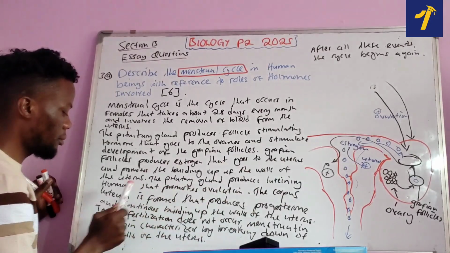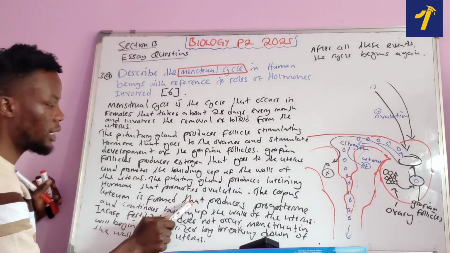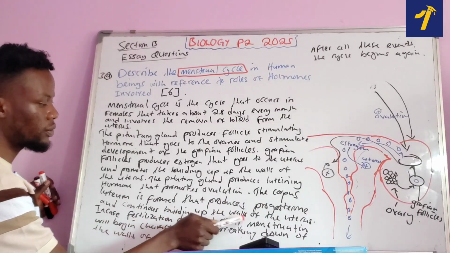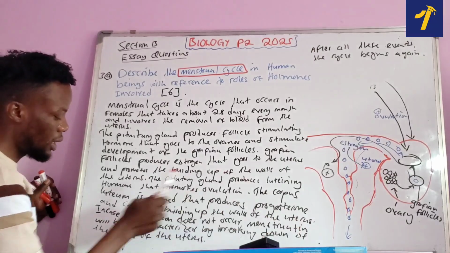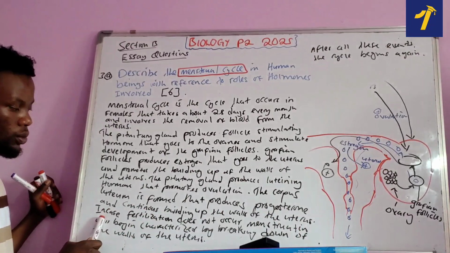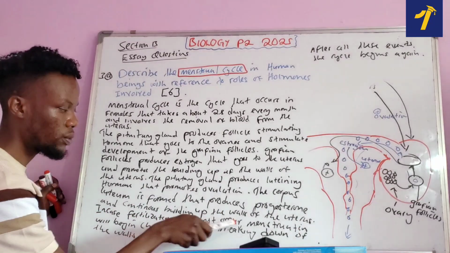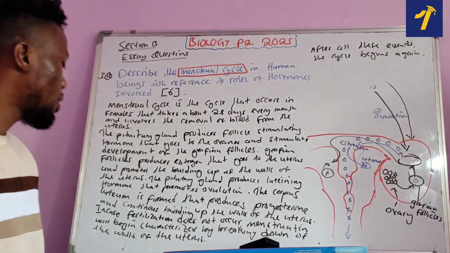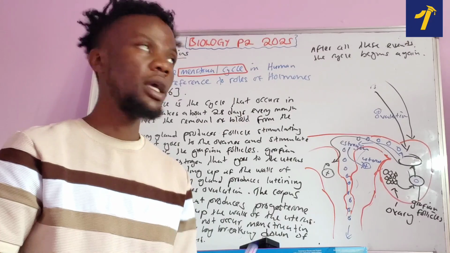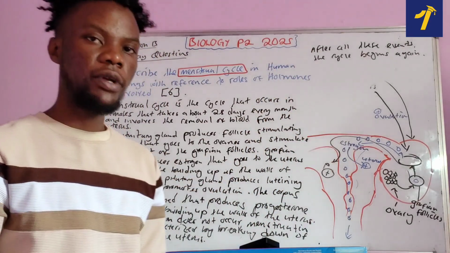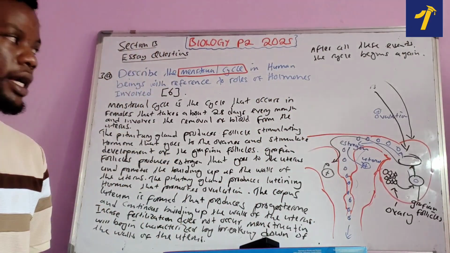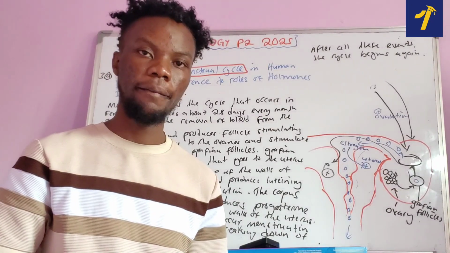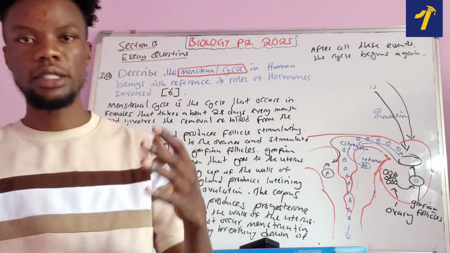The corpus luteum is formed, and that produces progesterone and continues building up the walls of the uterus. Okay. Then the last important point that you need to take note of is that in case fertilization does not occur, menstruation will begin, characterized by the breaking down of the walls of the uterus. Then after all these events, the cycle begins again. So this is how you can answer such a question. Okay, make sure that you study more. Until next time.